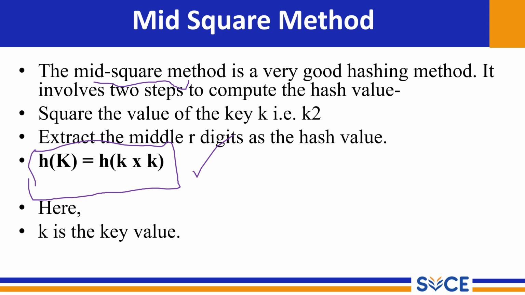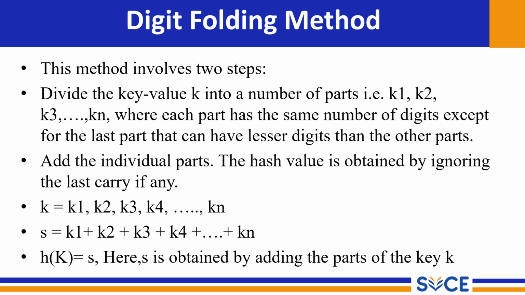In this mid square method, the key is squared and the middle digits of the result are taken as the hash value. For example, if I'm giving 2, this is 2 into 2, you'll be getting 4. Here the hashed value will be fixed as the hash key size. So this is what we'll be following in the mid square method. The advantage is that it produces a good distribution of hash values. A drawback is that it may require more computational effort. So this is all about mid square method.